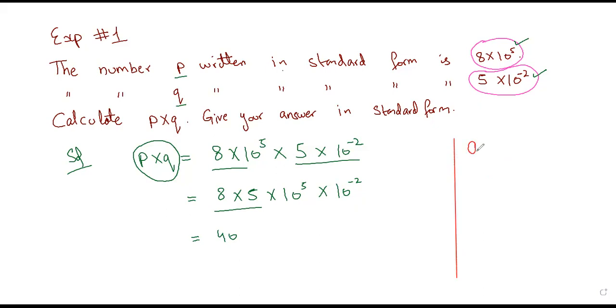And the rule says, if you have a power m multiplied by a power n, you need to write it down with one base. So these numbers are same with two different powers. We'll write down the base once.